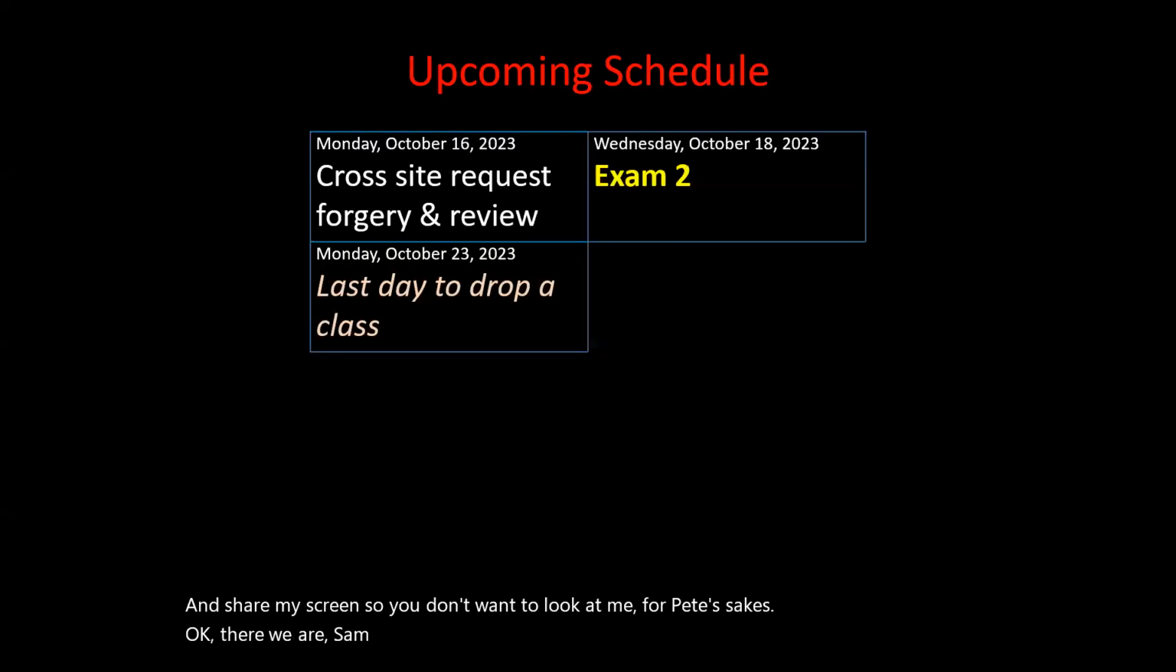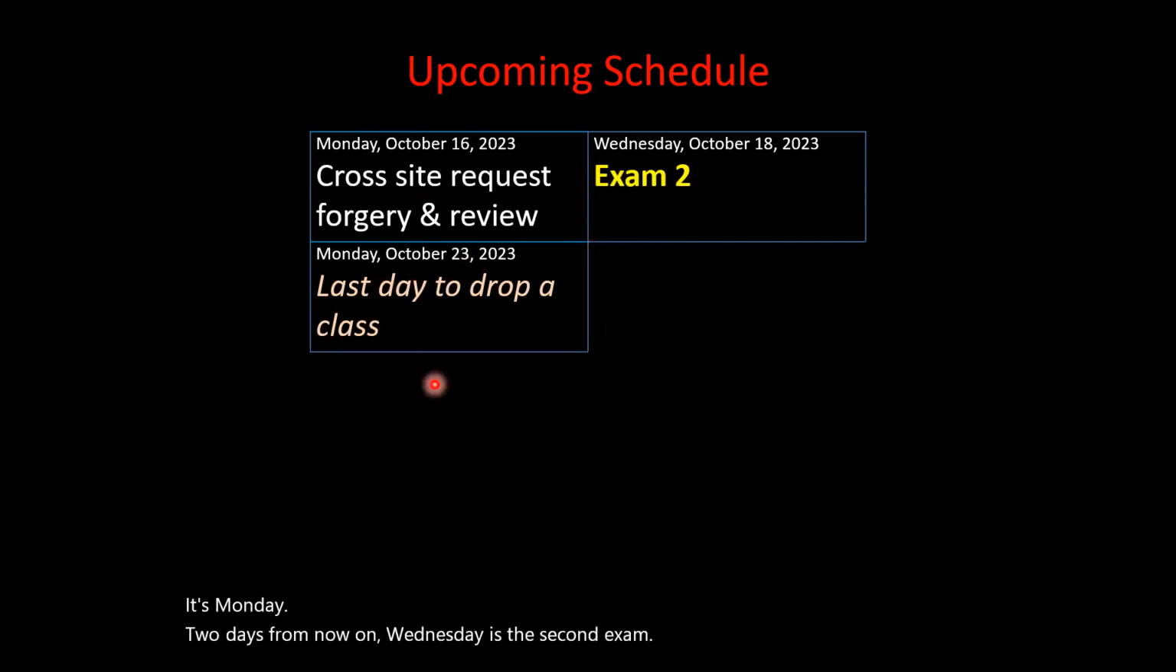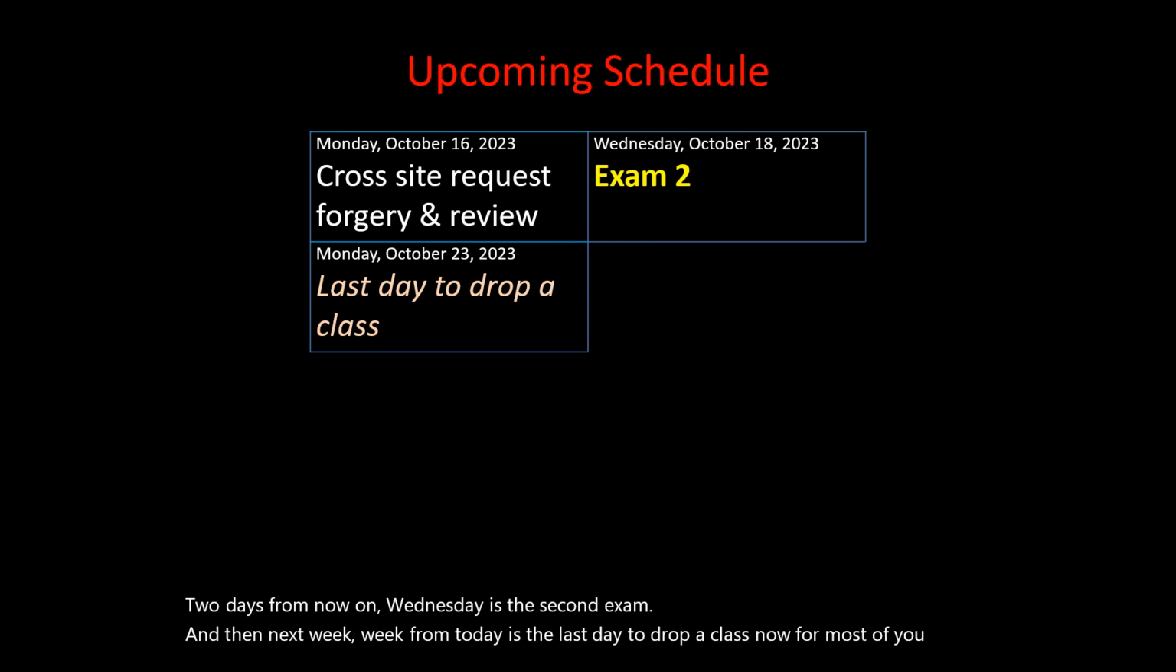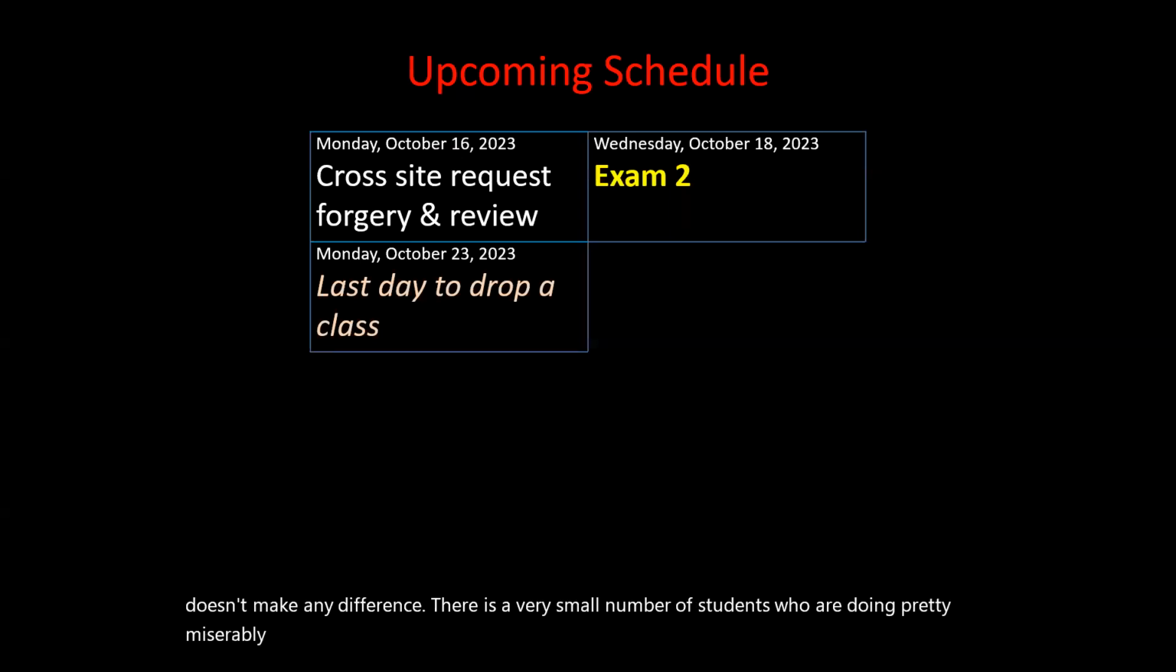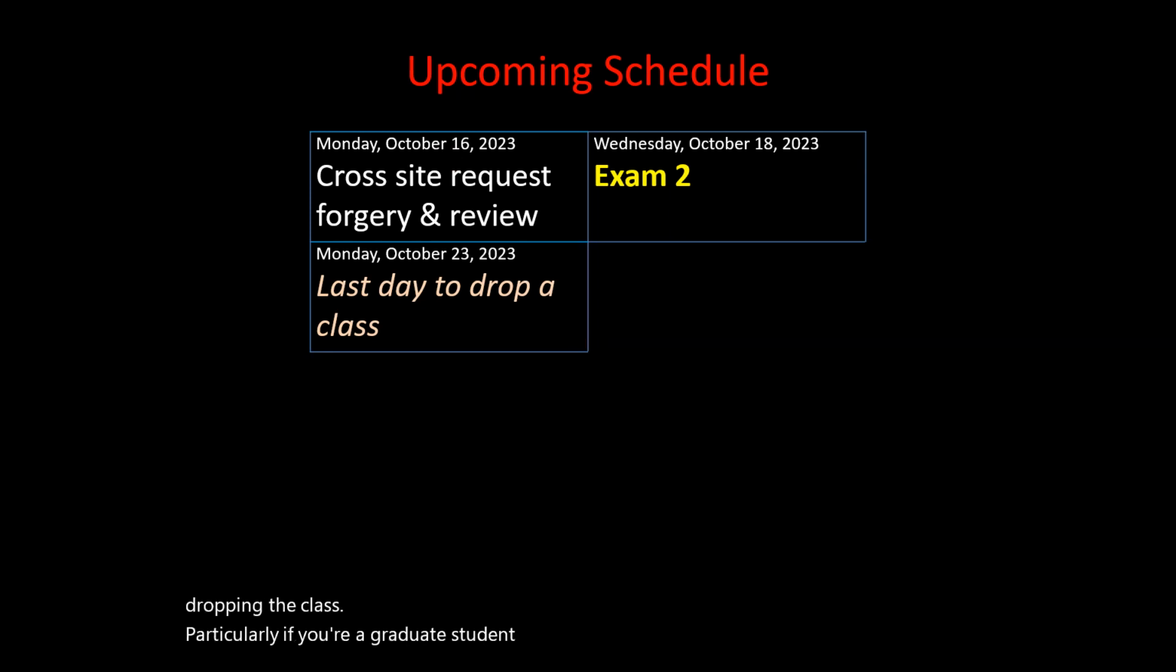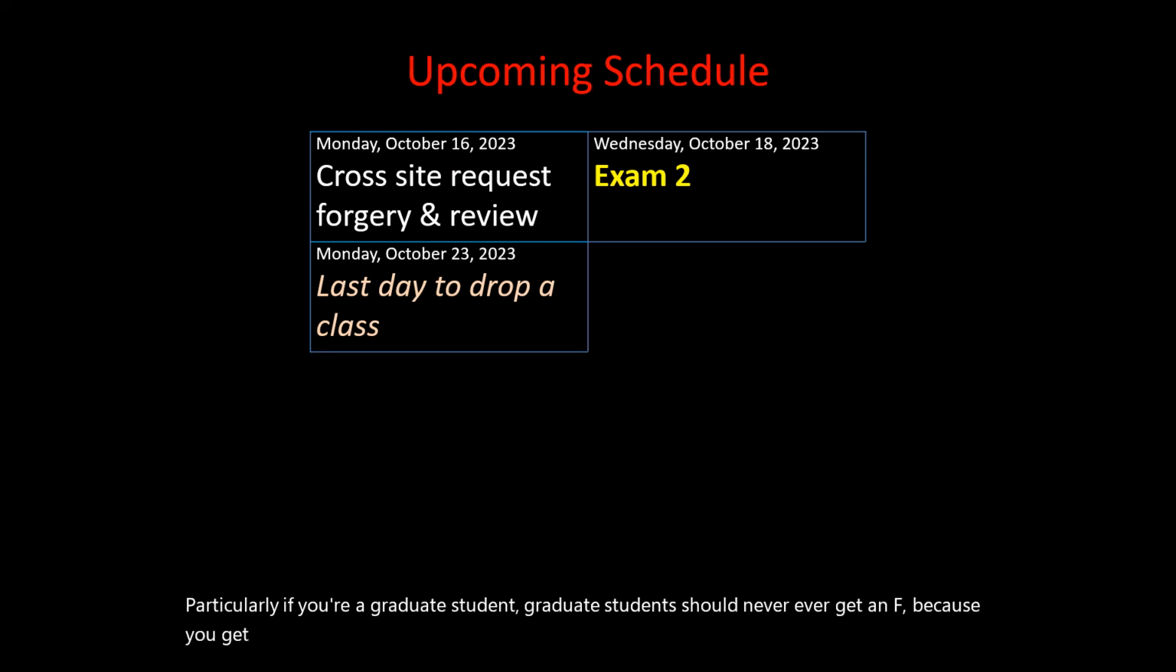Exam 2 review. Today is Monday. Two days from now, on Wednesday, is the second exam. And then next week from today is the last day to drop a class. Now, for most of you, that doesn't make any difference. There is a very small number of students who are doing pretty miserably. And if they do miserably again on the second exam, then they may wish to consider dropping the class. Particularly if you're a graduate student, you should never, ever get an F, because if you get one F, it's all over, you're done.